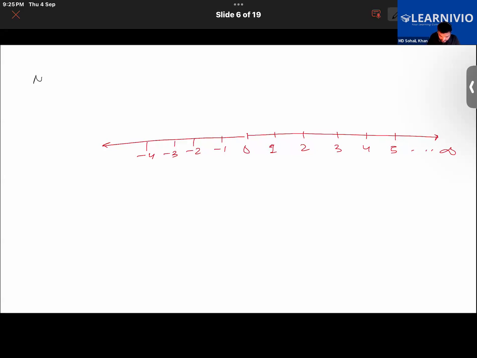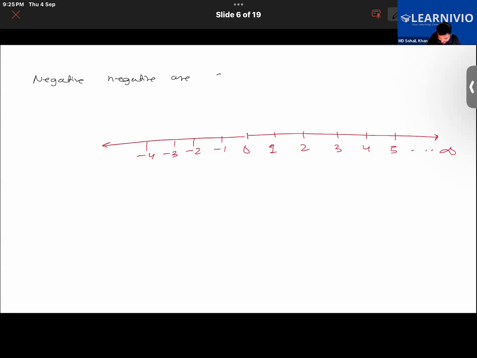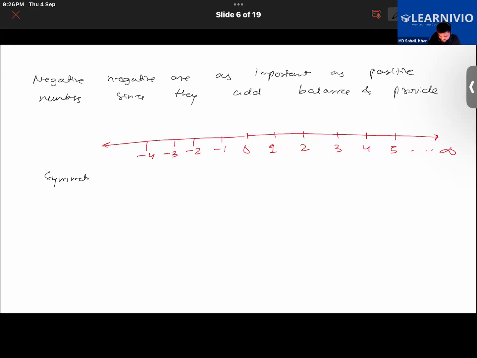So negative numbers are as important as positive numbers since they add balance and provide symmetry to the number system. Okay, so that was about the theory part.